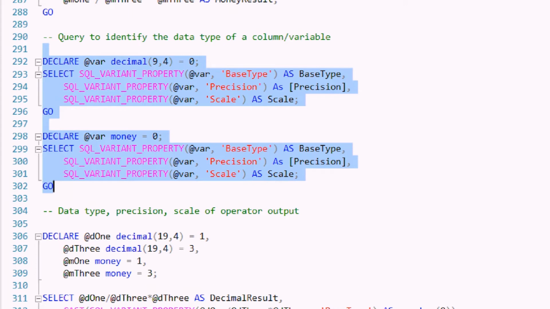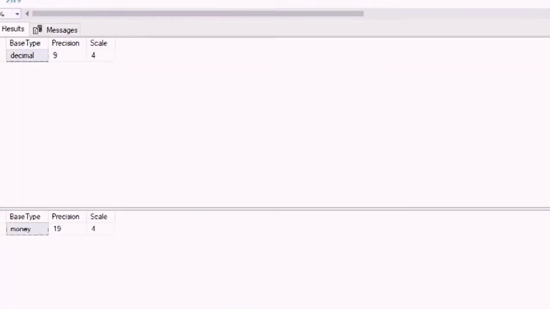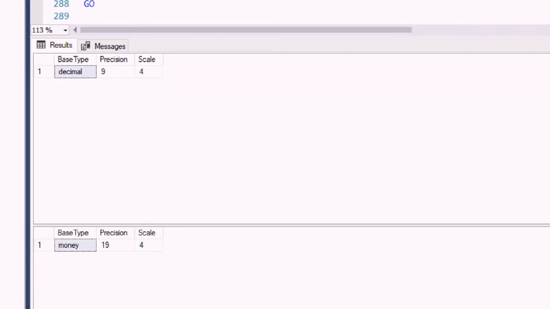So I can use that function for things other than SQL variant. That's really helpful. So I'm going to create this variable that's a decimal 9,4, and I'd better see decimal 9,4, and then money, because what is the base type and precision and scale of money? Well, let's see. So when I execute this, decimal 9,4 as I defined, but notice that money is a 19.4. Now that's important, but the other part that's important will show up in the next one. Money is always a 19.4, whereas decimal can change.